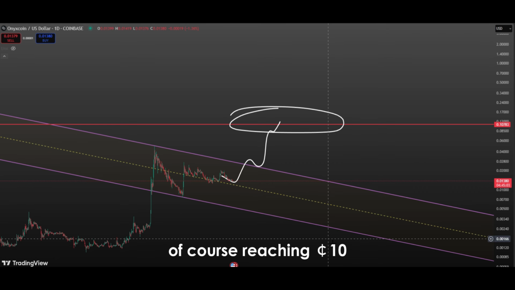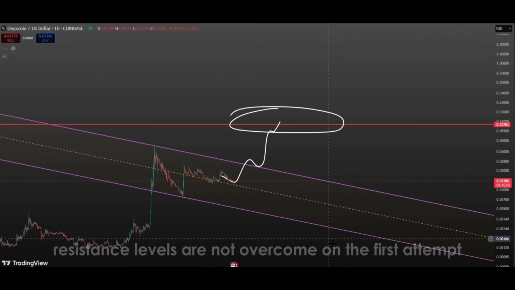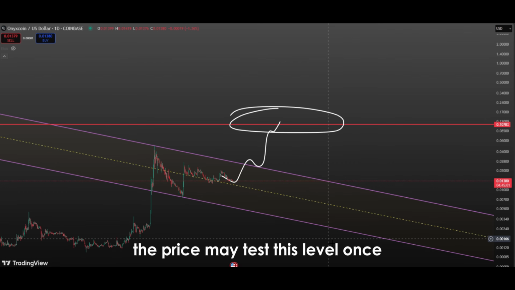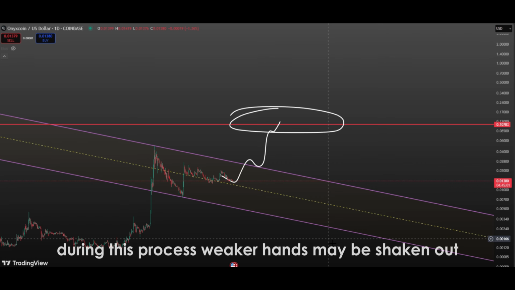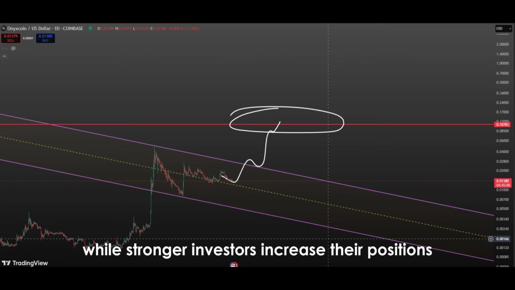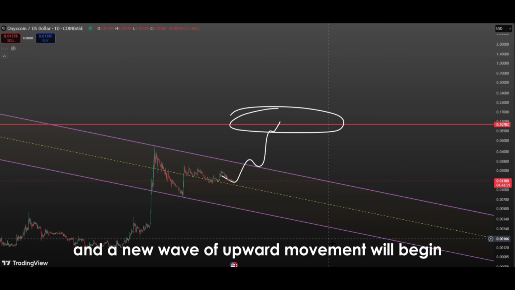Of course, reaching 10 cents does not automatically mean the level will be broken. Most of the time, resistance levels are not overcome on the first attempt. The price may test this level once or several times, experiencing small pullbacks with each try. During this process, weaker hands may be shaken out, while stronger investors increase their positions. If buyers remain strong after this phase, the resistance will eventually break and a new wave of upward movement will begin.